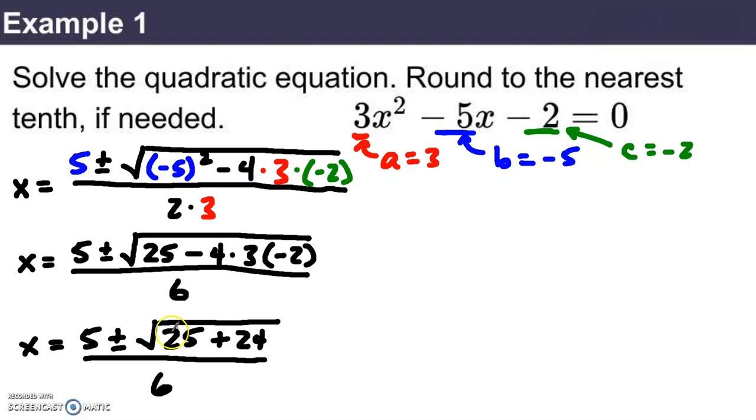So now the last thing to do to simplify the expression under the radical is to add together those two numbers. 25 plus 24 would give me 49. I've got 5 plus or minus the square root of 49 all over 6. Do we know what the square root of 49 is? What number could you multiply by itself and get 49? Yeah, 7.